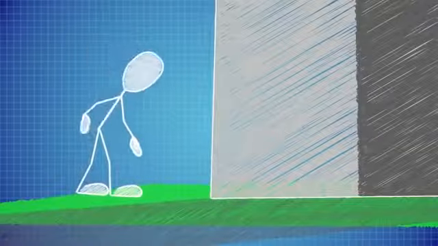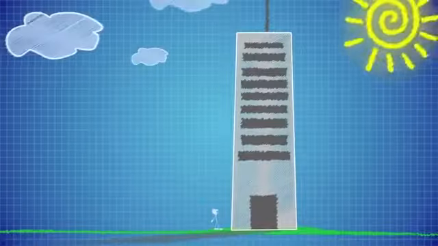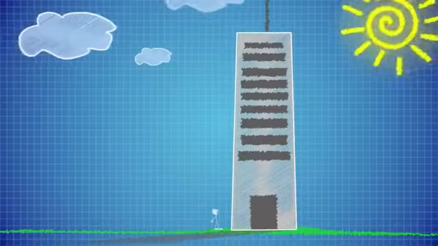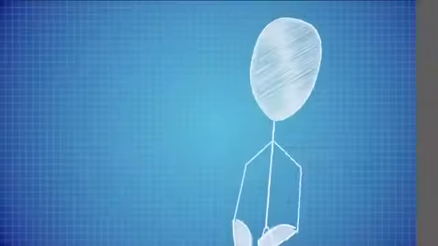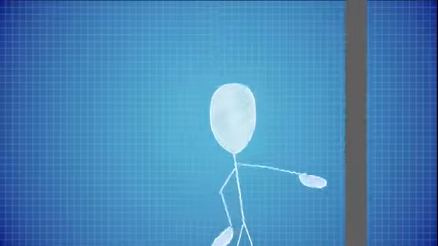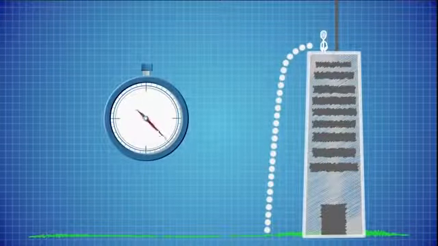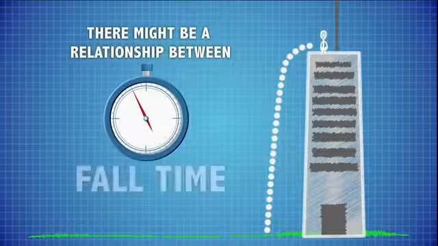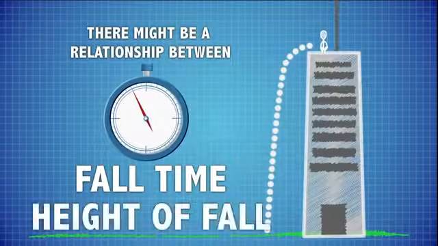So you look, for example, at how the sunlight travels across the building. Is there something you can use there? No, it doesn't look good. You try to see whether you can use a protractor and a calculator. Finally, it occurs to you that maybe if I drop something off the top of the building and time how long it takes that object to fall to the ground, there might be a relationship between the fall time and the height of the fall.